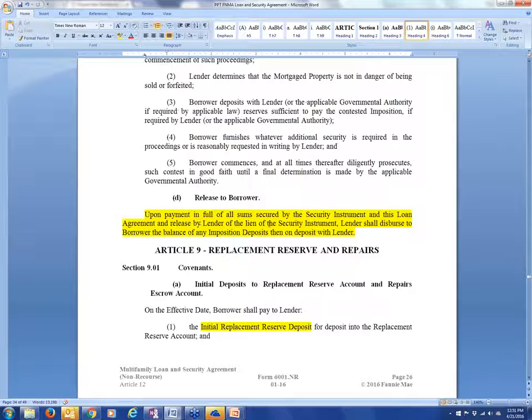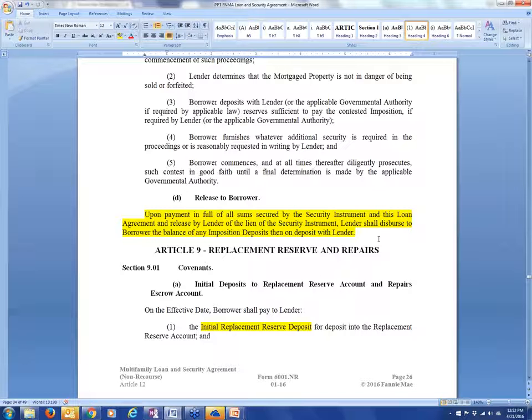Okay, upon payment in full of all sums secured by the security instrument. Oh, this is very important. This particular paragraph goes to that other section in our letter of intent that we put in there for an assumption. Remember how we talk about the reserve replacement. What happens to the reserve replacement at the closing table of an assumption? Let's say the seller has never touched his reserve replacement and there's $100,000 in there. What happens at the closing table for that $100,000?